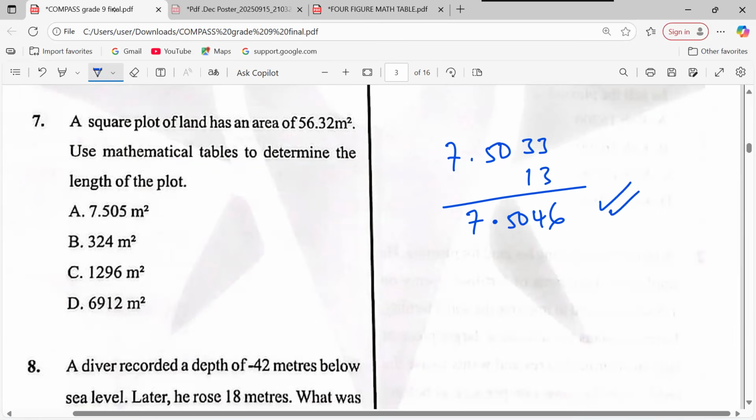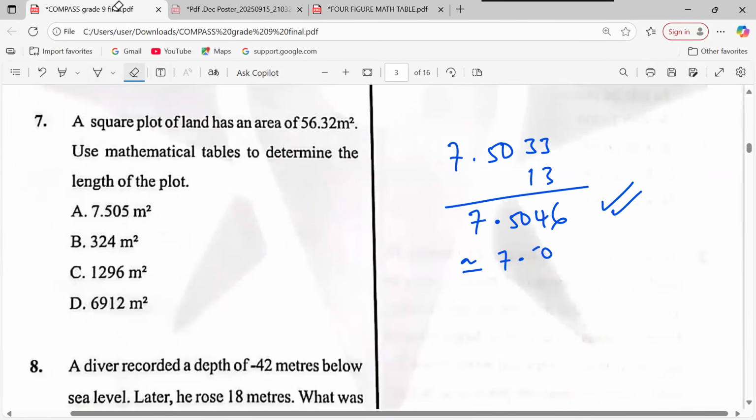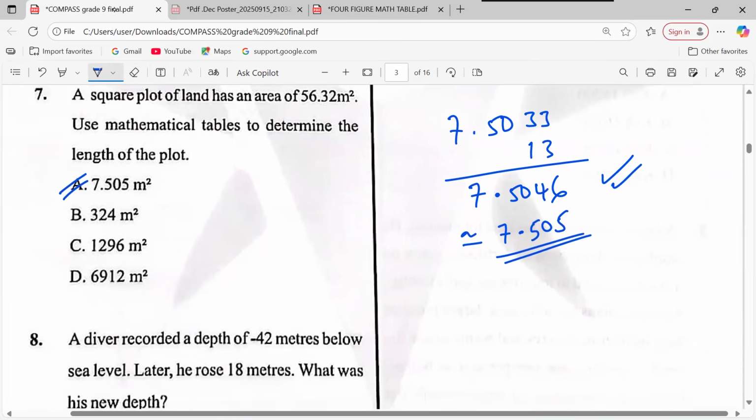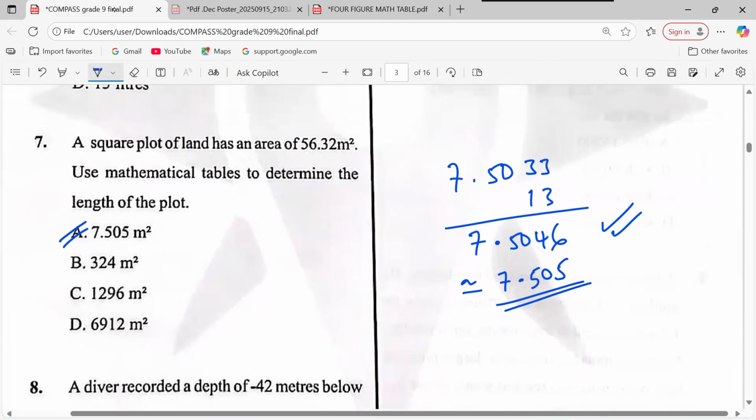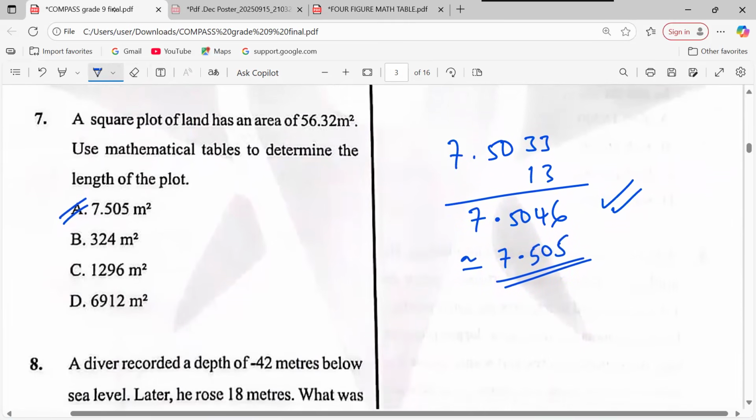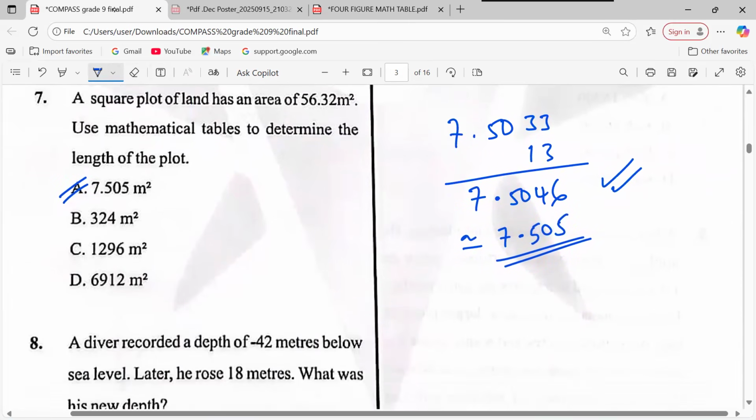But when you look at the choices available, this answer has been rounded off to 4SF, making A the right option. But if it were not for the rounding off in the choices, actually, if it was a structured question, you are better off leaving it as the final answer.